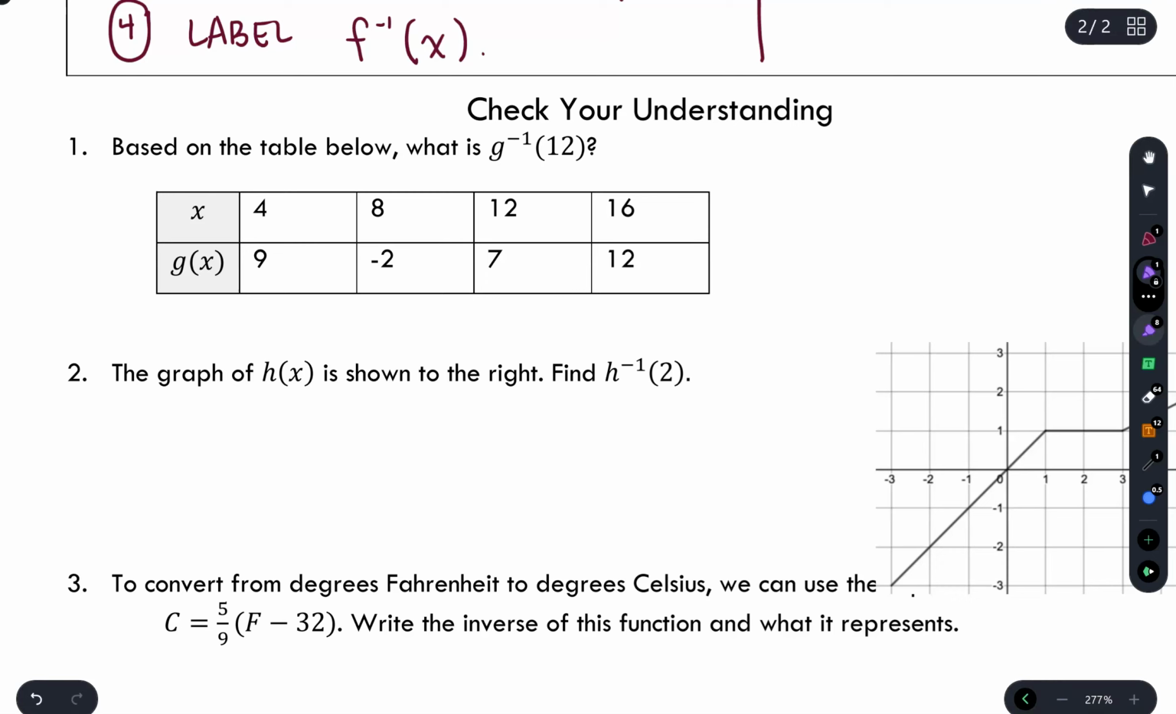So we find the 12 on here, because remember we switch our x and our y values, right? So this is going to be equal then to what? 16. Perfect.